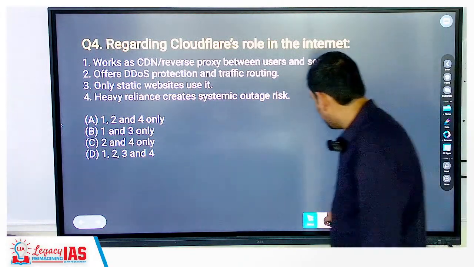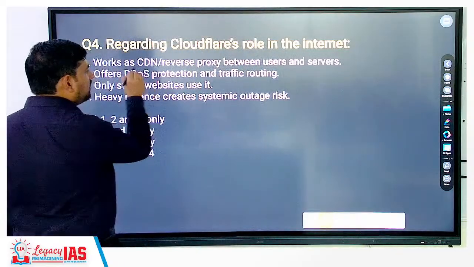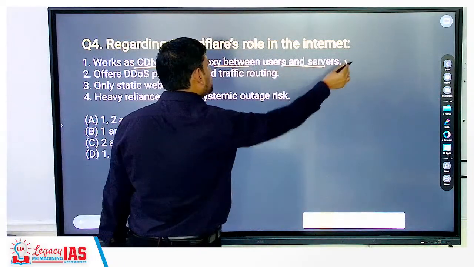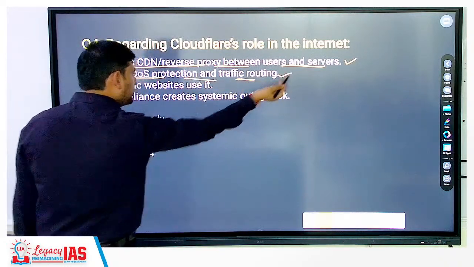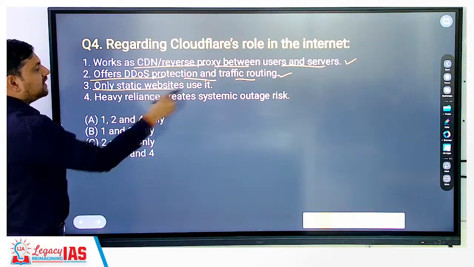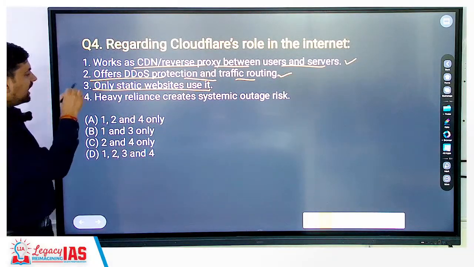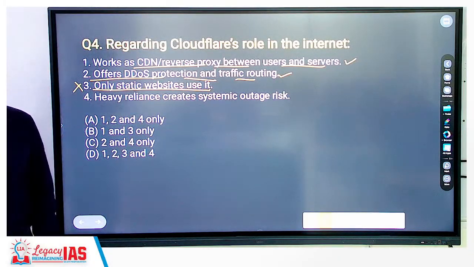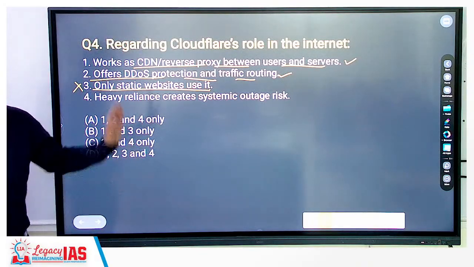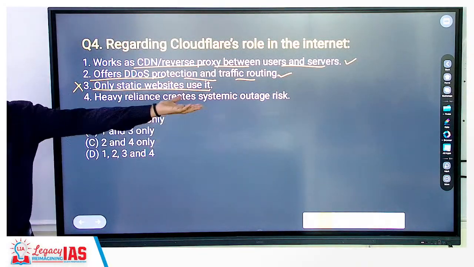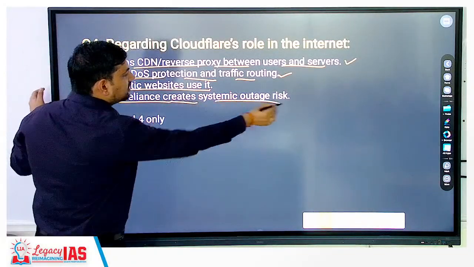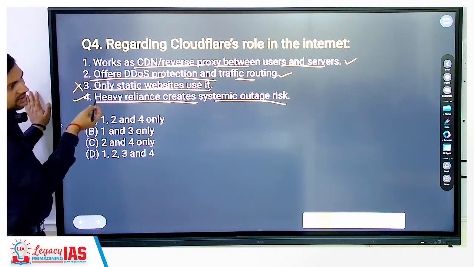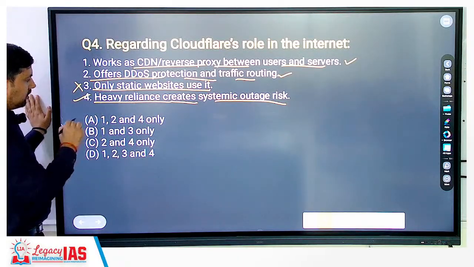One, 2 and 4. So first is works as CDN or reverse proxy between users and servers. Yes, this is the basic function. Offer DDoS protection and traffic routing. Yes, second function. Then only static websites use it? No. Dynamic websites also. As you understand, if there is a login, it will interact with your AWS or servers and then get back the information. Heavy reliance creates systemic outage risk. Yes. So answer becomes what? 1, 2 and 4.